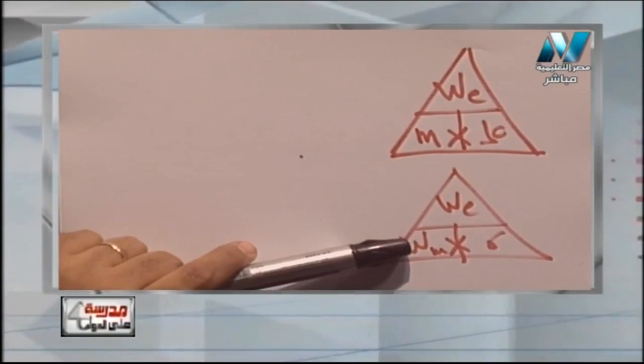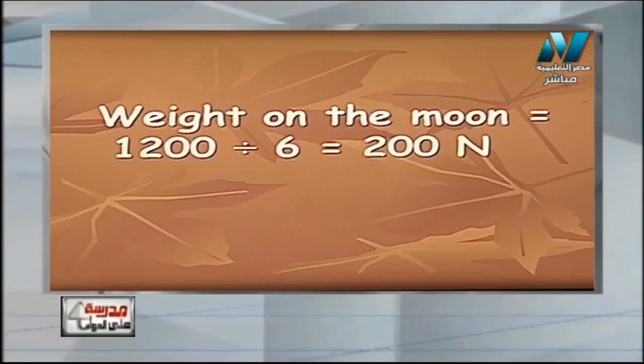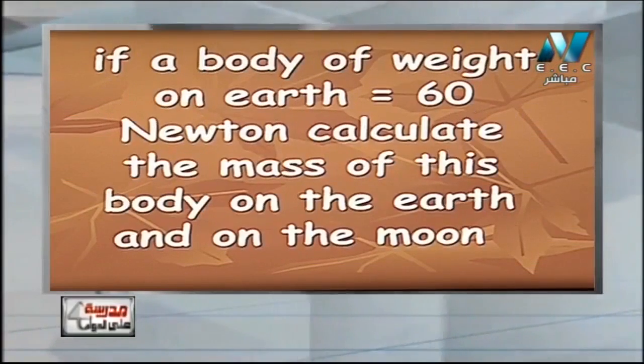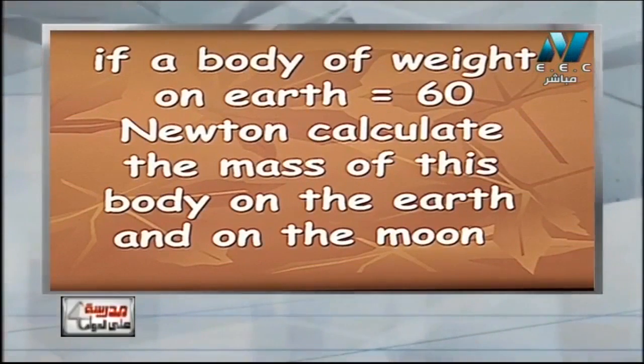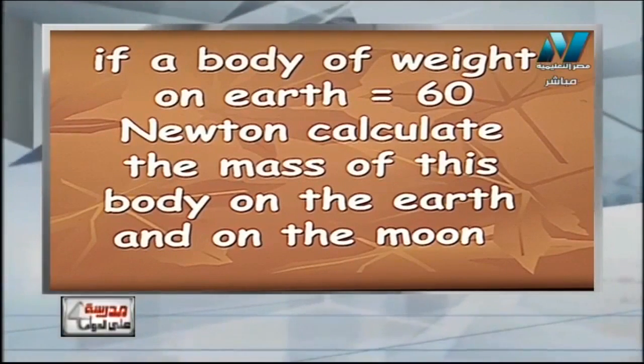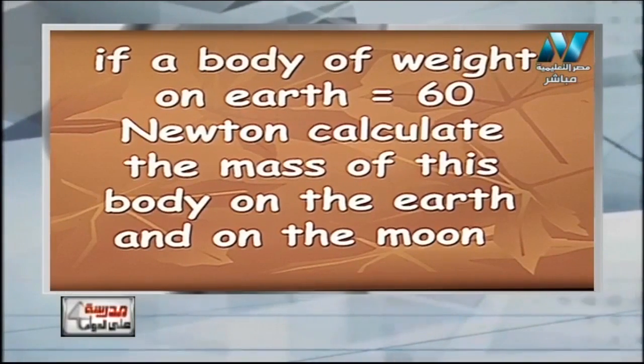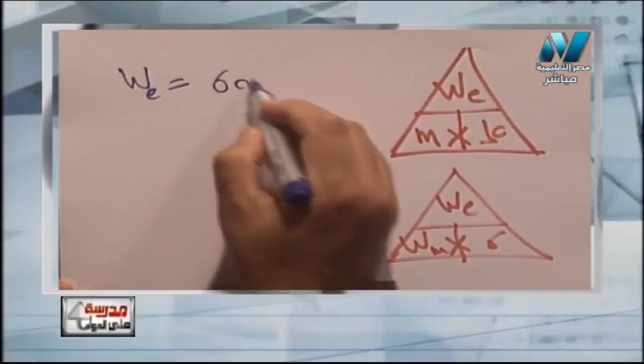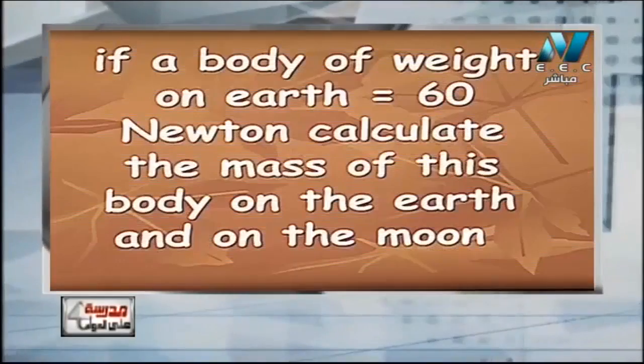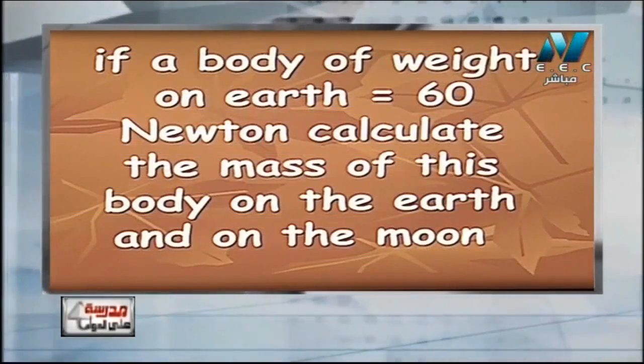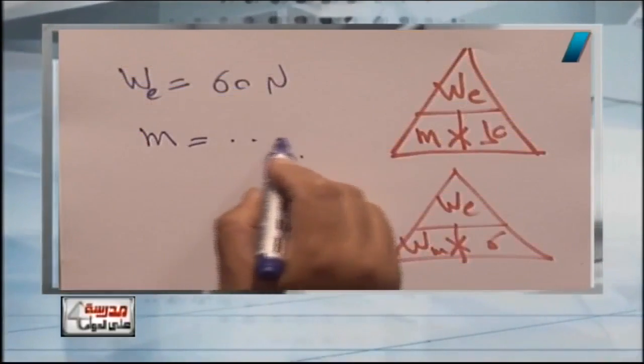So now let's have a problem to solve. Here I have a problem: if the body weight on earth equals 6 Newton. How will I write it? It says here the weight on the earth equals 6 Newton. Calculate the mass of this body on the earth and on the moon. Here he wants the mass on the earth and on the moon.